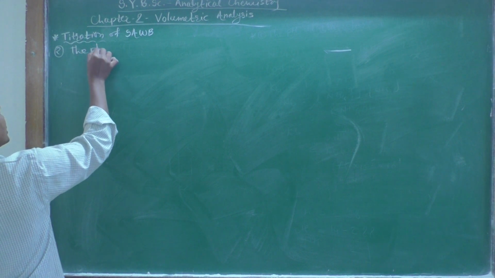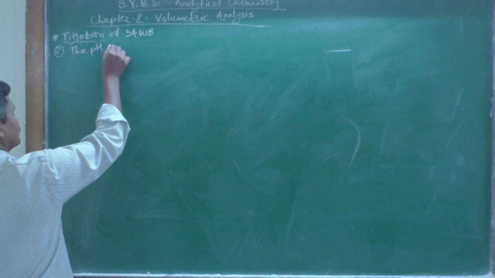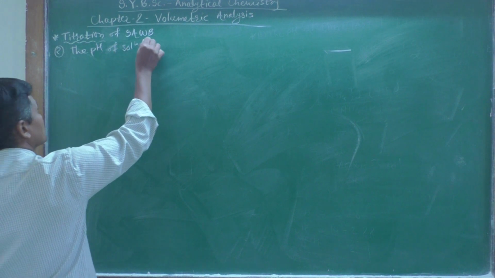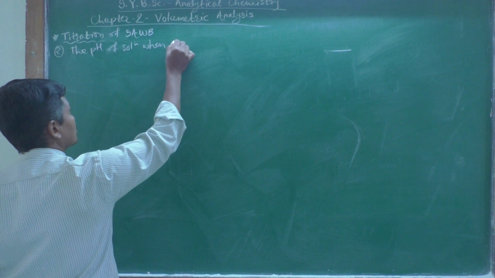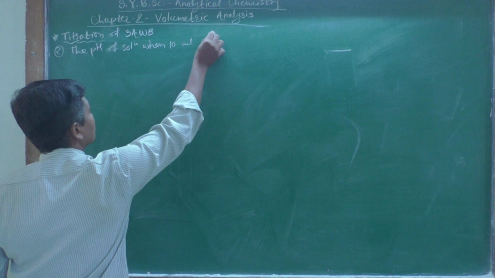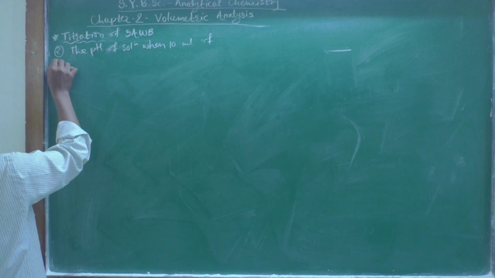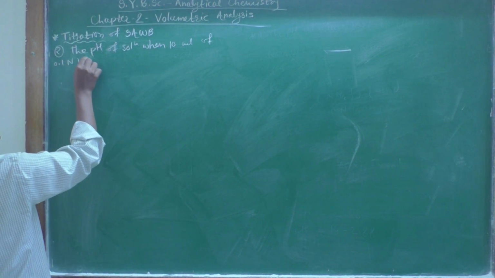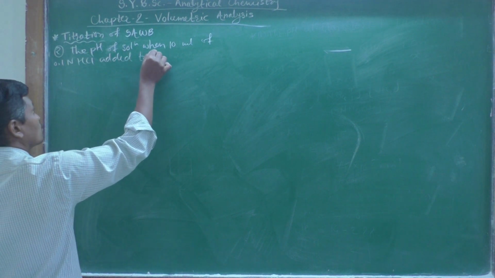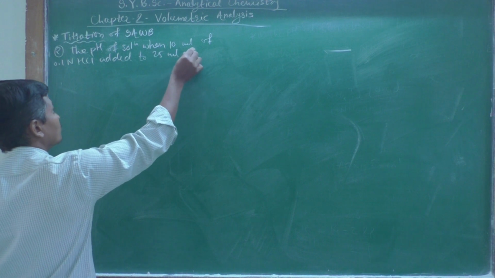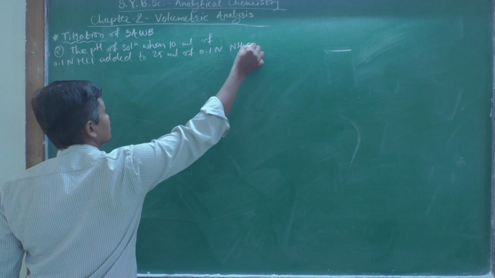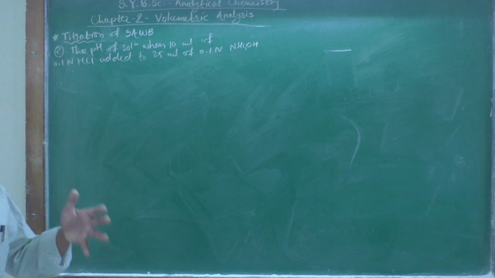The pH of the solution when 10 ml of 0.1 normal HCl is added to 25 ml of 0.1 normal NH4OH. Okay, so this is the situation.